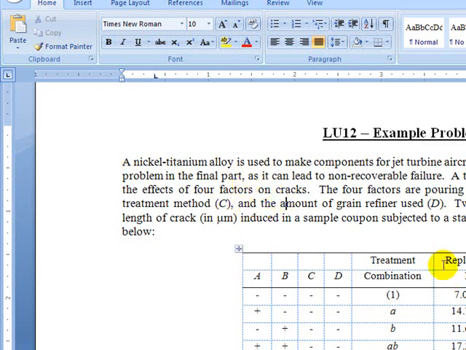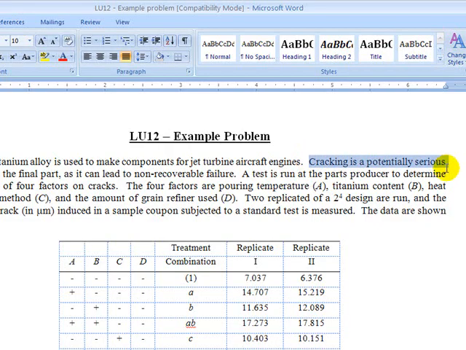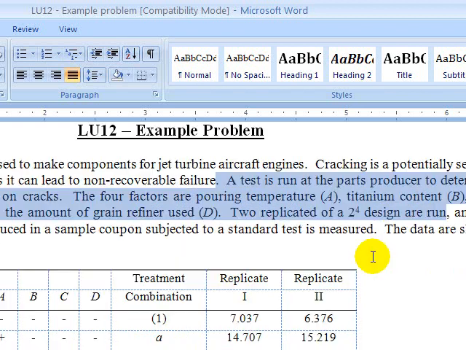I will read this problem first. Nickel titanium alloy is used to make components for jet turbine aircraft engines. Cracking is a potentially serious problem in the final part, as it can lead to non-recoverable failure. A test is run at the parts producer to determine the effects of 4 factors on cracks. The 4 factors are pouring temperature, titanium content, heat treatment method, and the amount of grain refiner used. 2 replicates of a 2 raised to 4 design are run, and the data is shown in this table here.